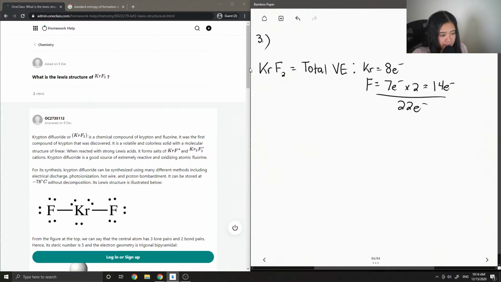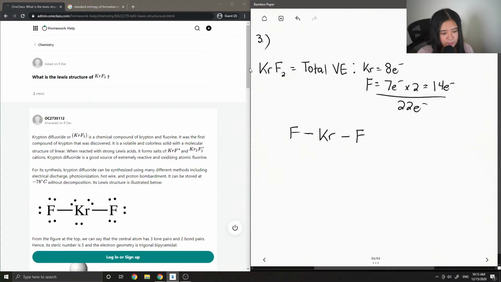So first, I like to have my central atom, which is the krypton, and then I'll draw single bonds to the 2 fluorine atoms. And at this point, I like to write down all of the lone pairs on my terminal atoms, which are the fluorines. Okay, so let's recall that each bond contains 2 electrons. So since I have 2 bonds written down, I have 4 electrons in total, and I need 22 in my final structure.